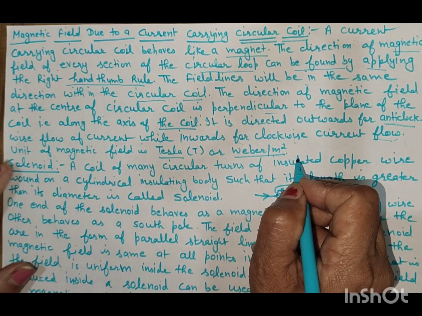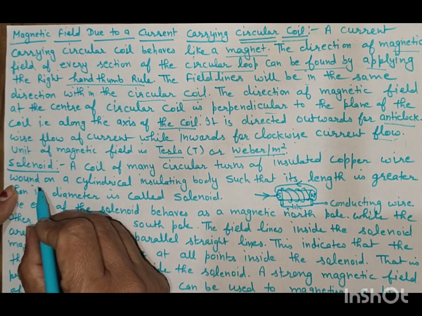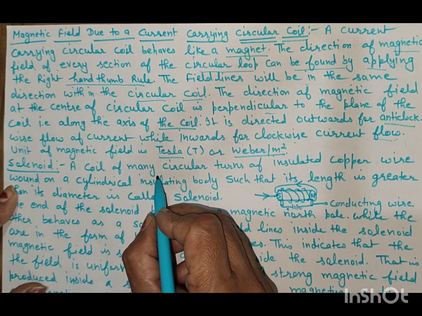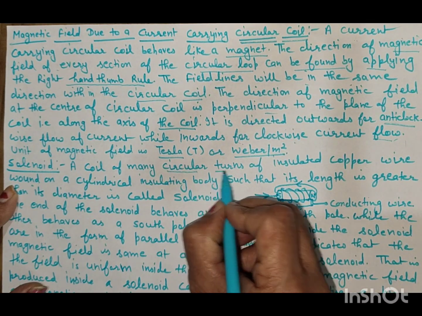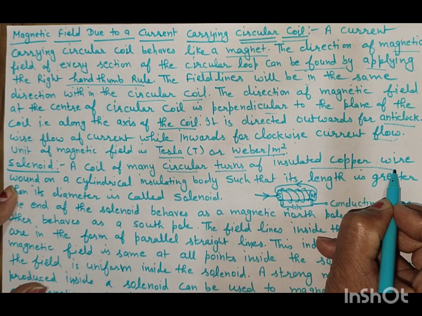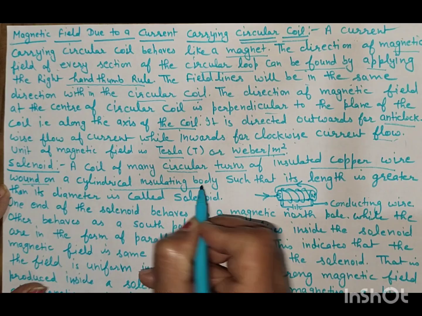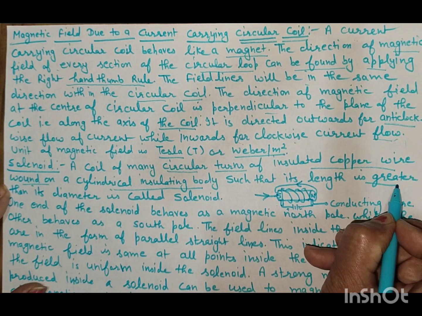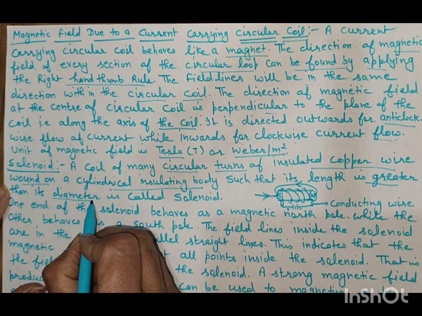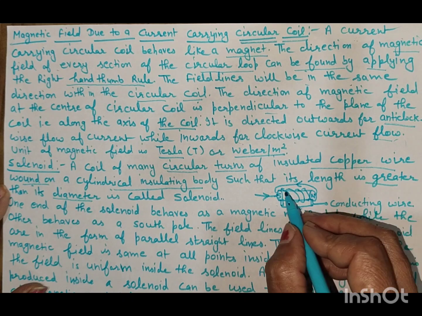Now, what is a solenoid? A coil of many circular turns of insulated copper wire wound on a cylindrical insulated body such that its length is greater than its diameter is called a solenoid.